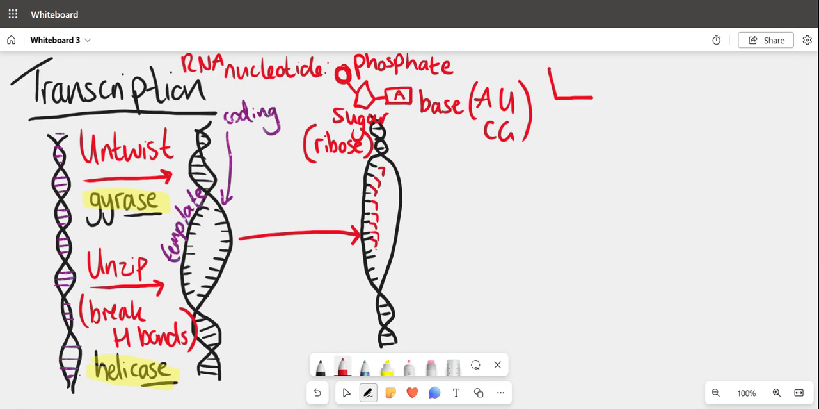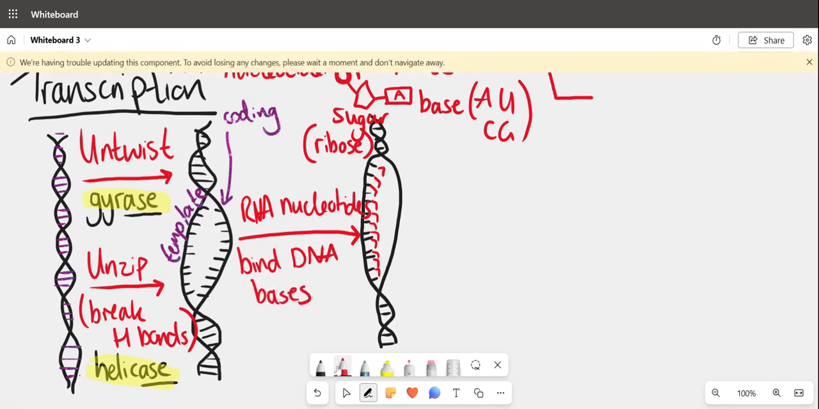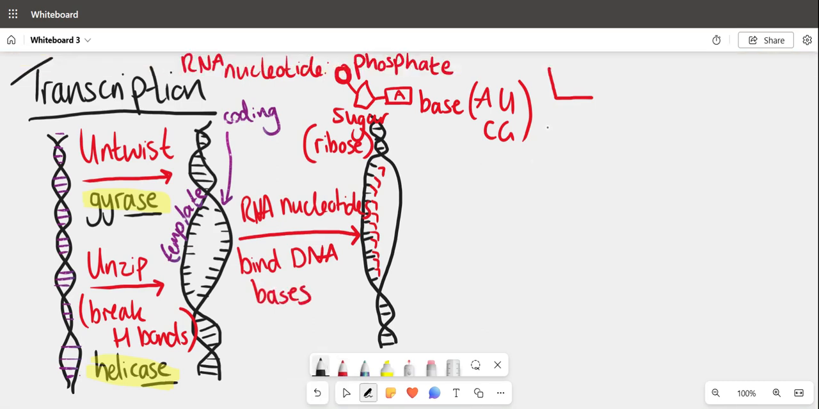So we get complementary base pairing joining onto these little exposed bases on here. So what's happening is that RNA nucleotides bind onto the DNA bases. Okay. And then what they need to do is they need to join together.